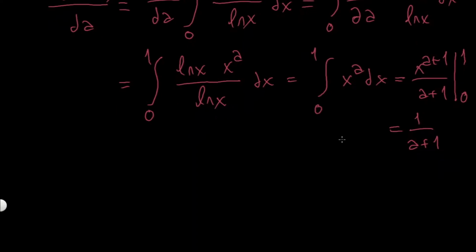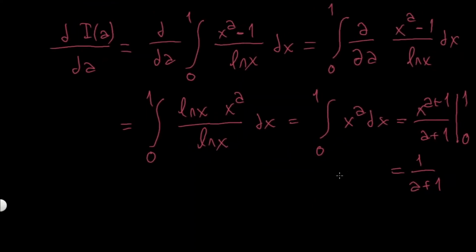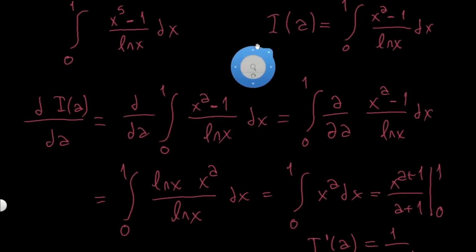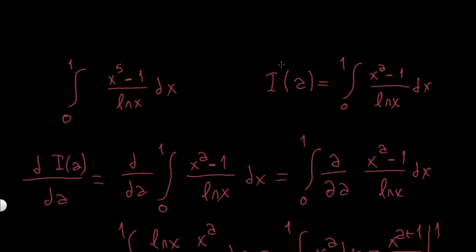I can write this as the derivative: this was I prime of a. So I took the derivative of I and got this. Now my goal was to find I of a. If a is equal to 5, then I of a will be equal to my integral. Let's call this I. So my integral is I of 5.